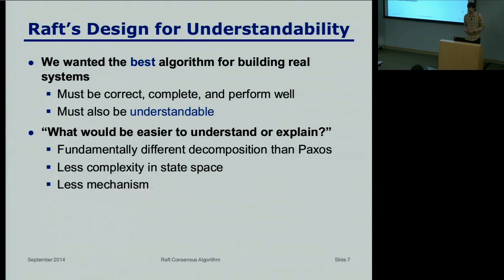What we ended up with is a fundamentally different decomposition from what Paxos does. Raft relies pretty heavily on a leader, whereas that's kind of an afterthought in Paxos. The algorithm has less complexity in its state space, so it operates in a more restricted form, which makes it simpler to understand. And overall, it just has much less mechanism. You'll see in a minute how Raft is actually quite compact. These things again lead to easier to teach, easier to implement.